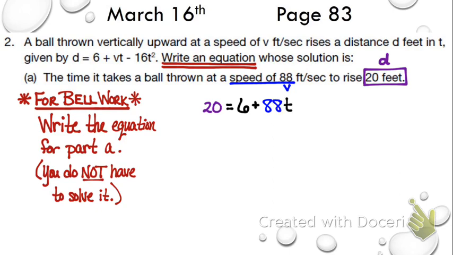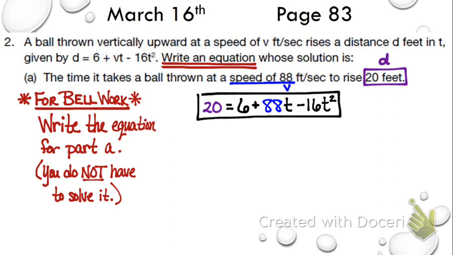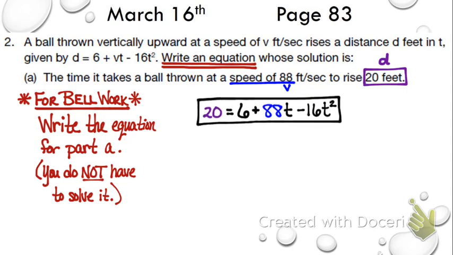And then what? Minus 16t squared. Beautiful. No, you're good. My apologies. If you wanted to get fancy with this, how could you possibly write this so that it's in decreasing order? Negative 16t squared plus 88t plus 6 equals 20.